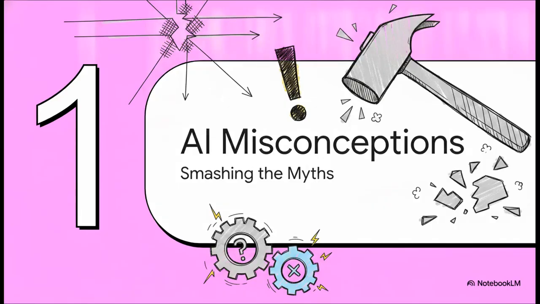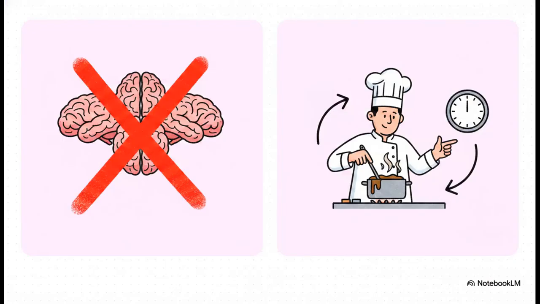Section 1. Smashing common AI misconceptions. Now, as we build up our understanding here, it's really crucial we don't carry any false assumptions with us. When people hear the word parallel, they often assume the computer is literally using multiple physical brains to do the work simultaneously.